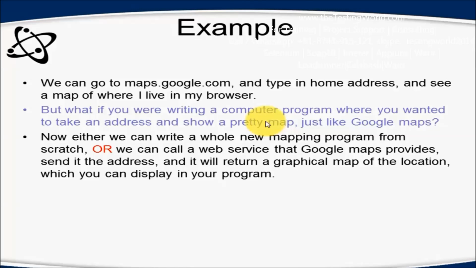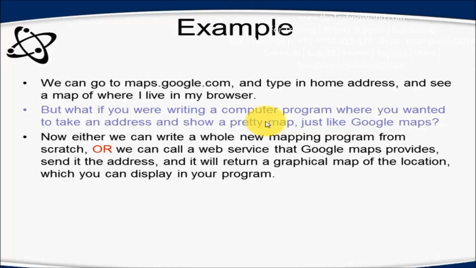So the advantage is that we need not write the same code which has already been written by Google. If I write the same code which Google has already written, it will take 1 year, 2 years or maybe more. But now what we can do is go to Google, take their license, and now my application which is written in any language can interact with the Google web service.